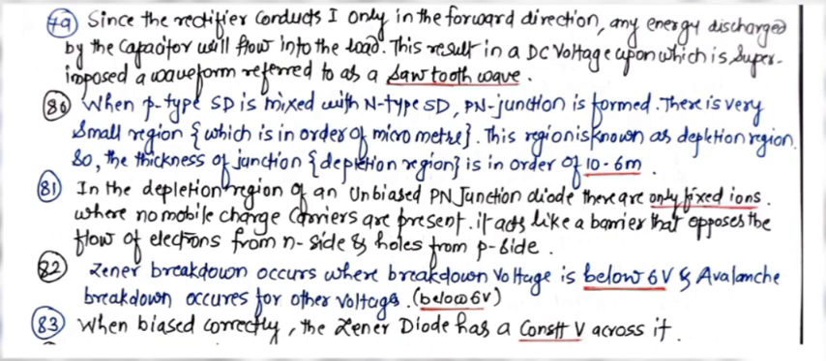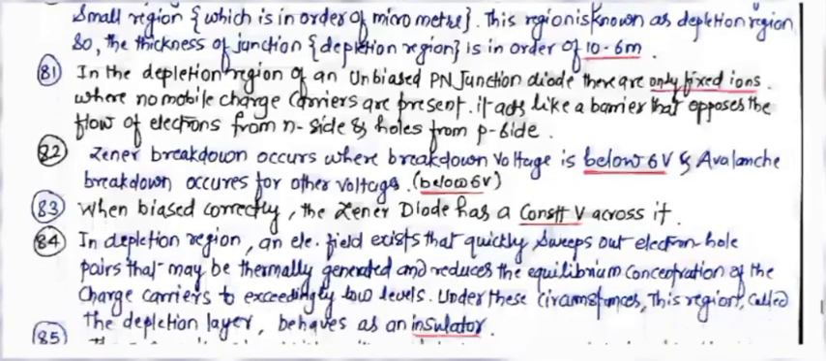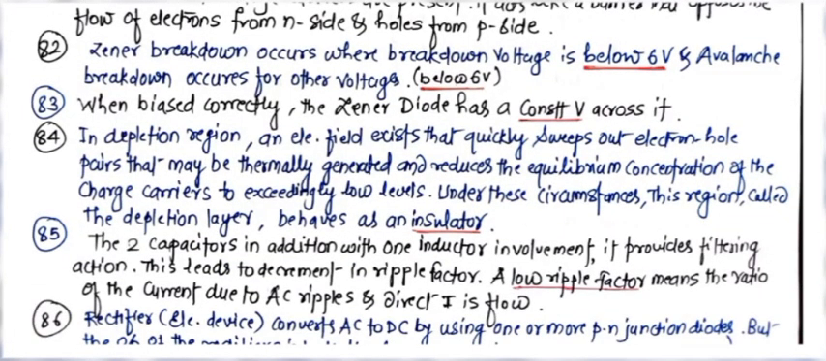Zener breakdown occurs where the breakdown voltage is below 6 volts, and avalanche breakdown occurs for other voltages. When biased correctly, the Zener diode has a constant voltage across it. In the depletion region, an electric field exists that quickly sweeps out electron-hole pairs that may be thermally generated and reduces the equilibrium concentration of the charge carriers to exceedingly low levels. Under these circumstances, this region, called the depletion layer, behaves as an insulator.